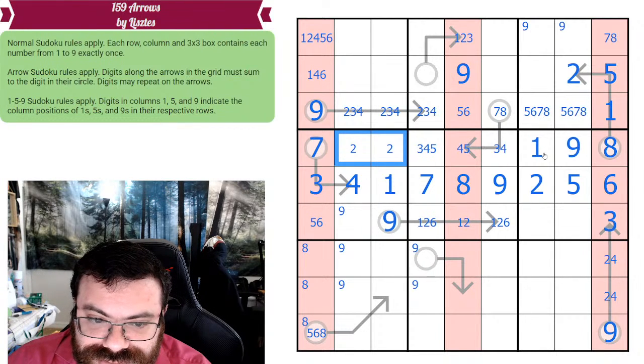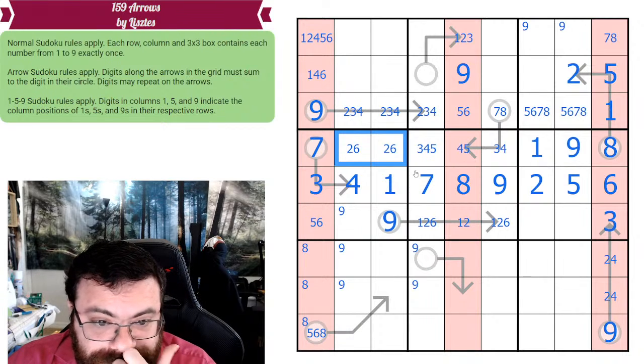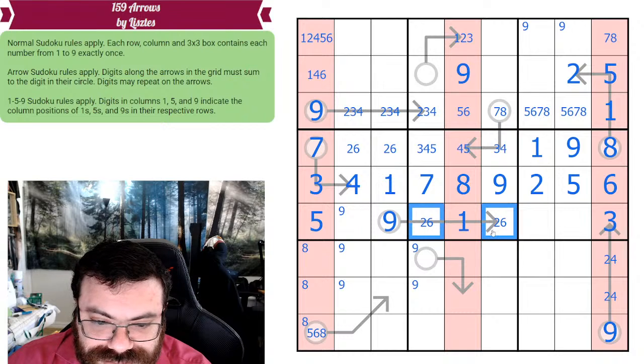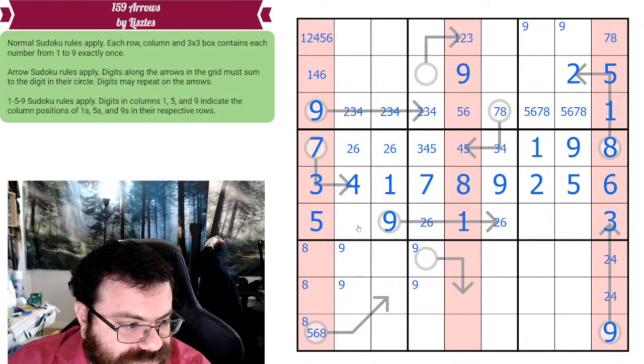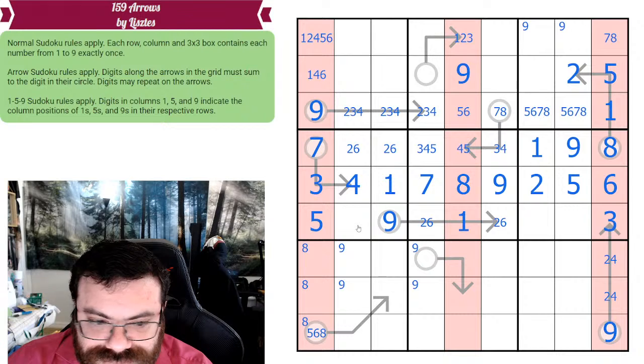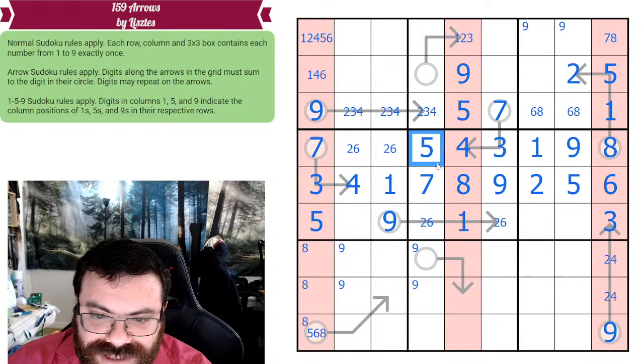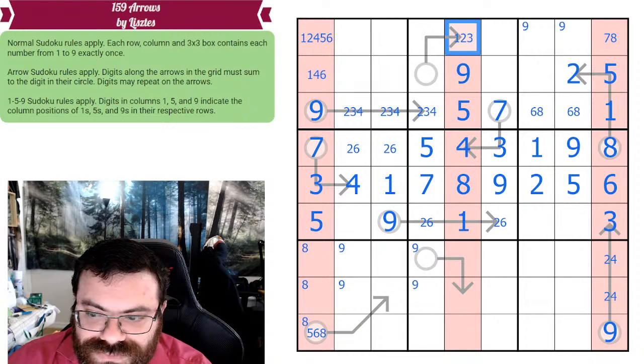I need a 2, a 6. So this is the 5. Puts a 1 there. This can't be a 5 anymore, so that's the self-referential. That's 4. That puts a 3 there, that's 7. These can't be 5 or 7. This can't be 3 or 4, so that's a 5. This is not a 1.